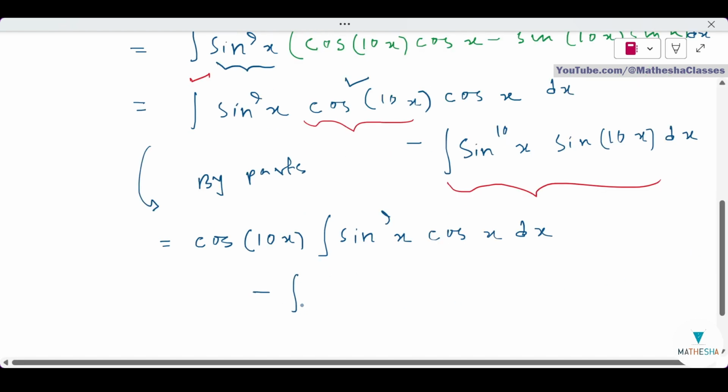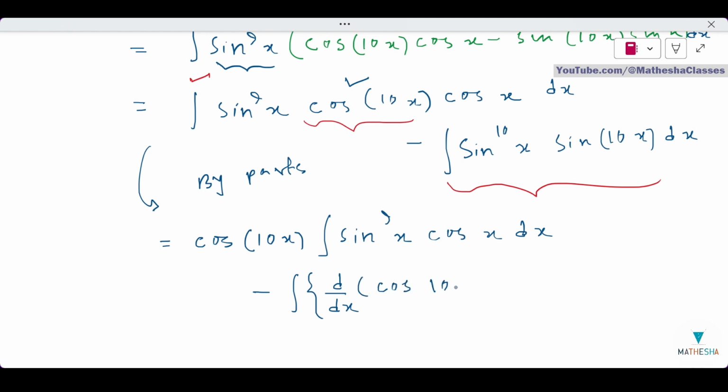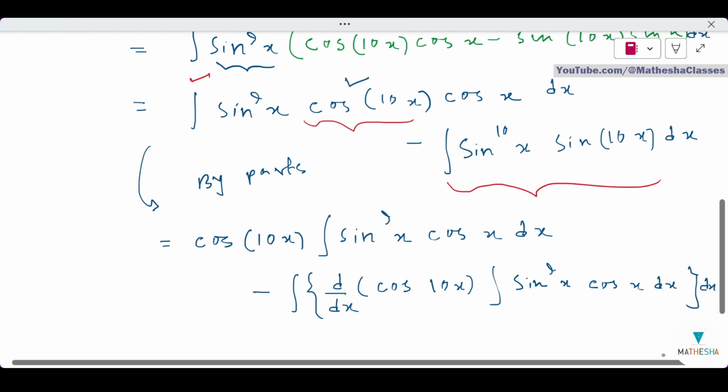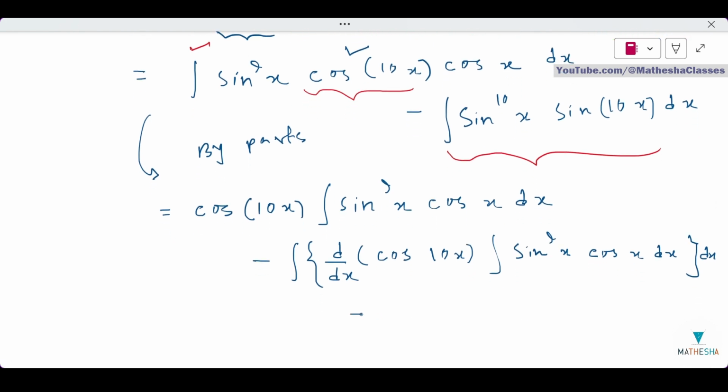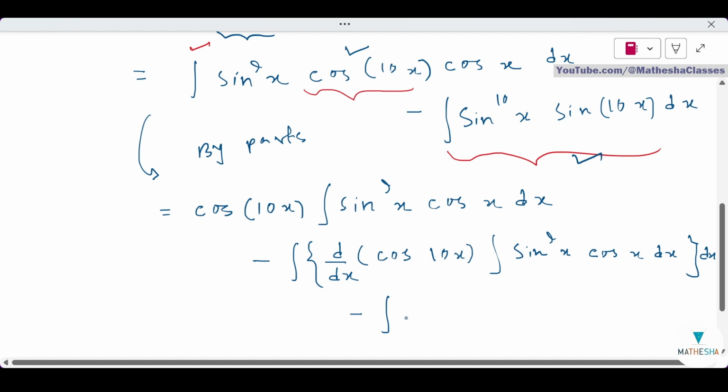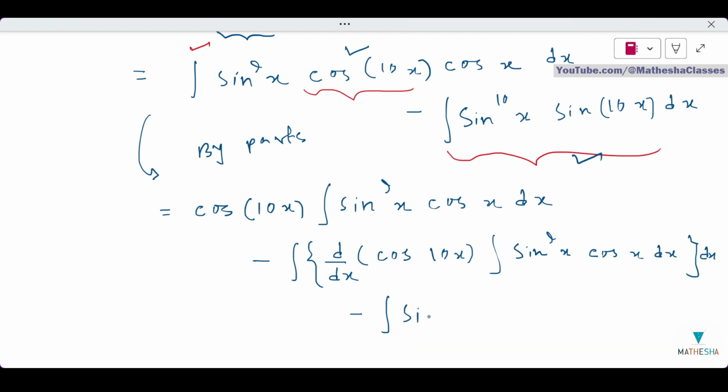minus integration of ddx of cos 10x integration sine 9x cos x dx, minus this term, the remaining term is sine to the power 10x sine 10x dx.